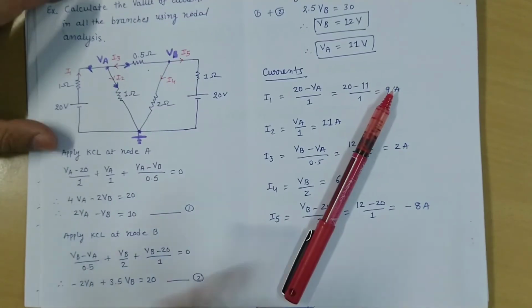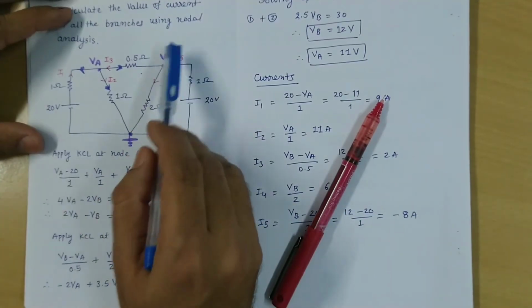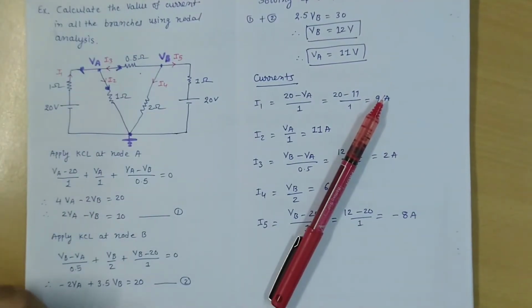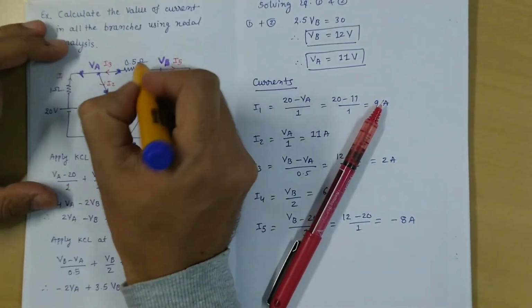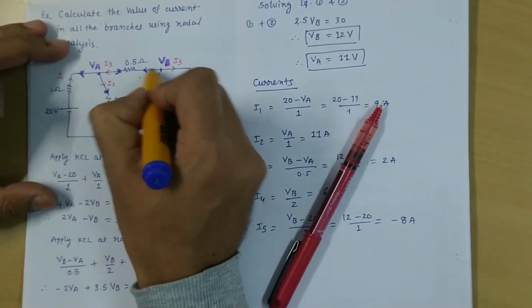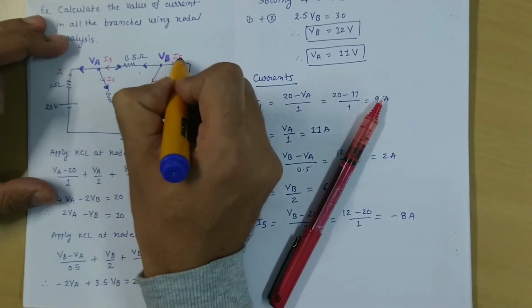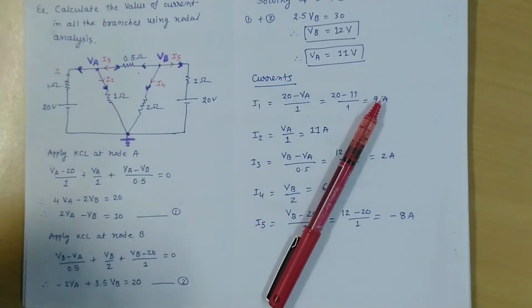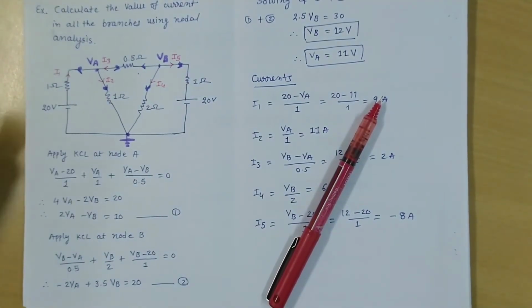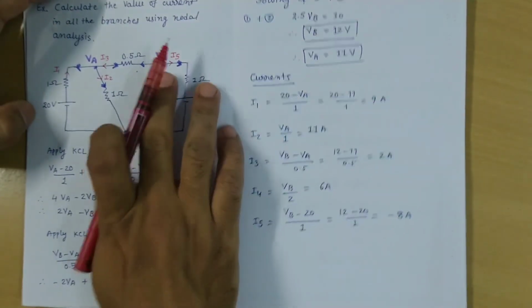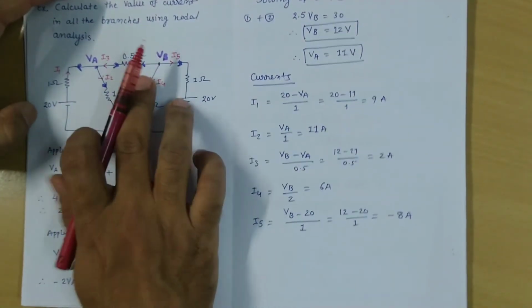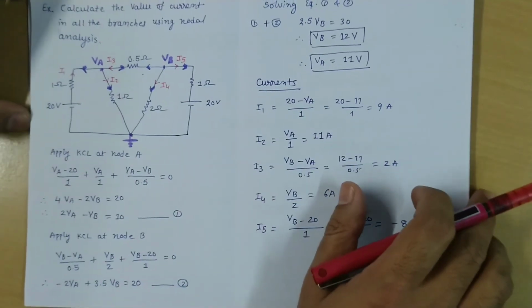Now let us apply KCL at node B. If we apply KCL at node B, again we will do the same thing. In this case we will consider current is outward, this current is outward, and this current is outward from the node B. So this is the standard convention we follow in each example.